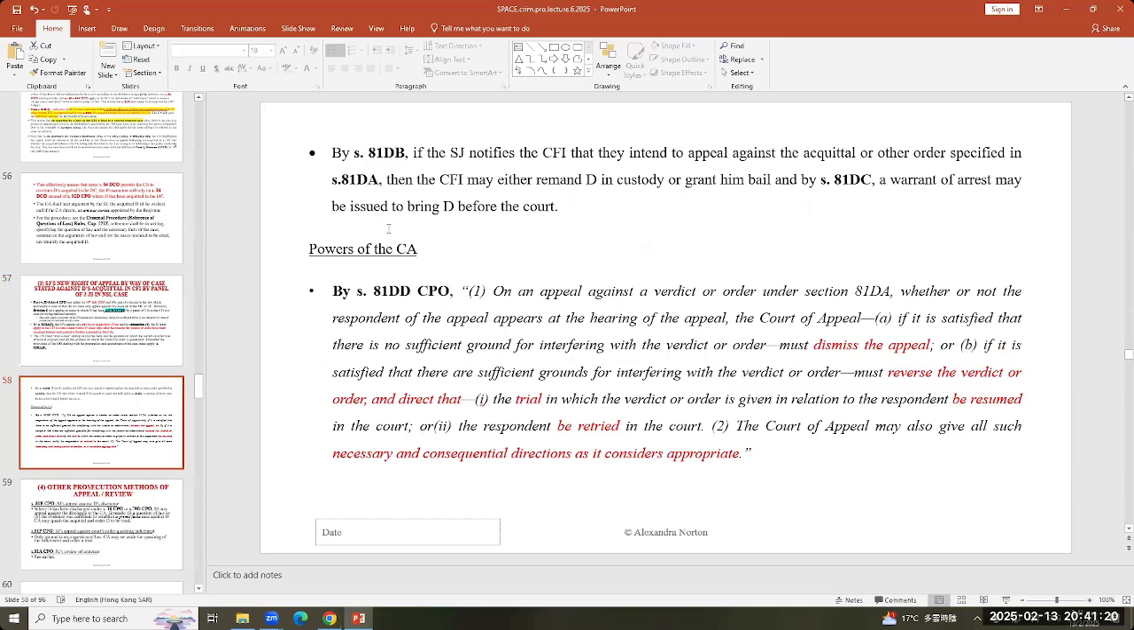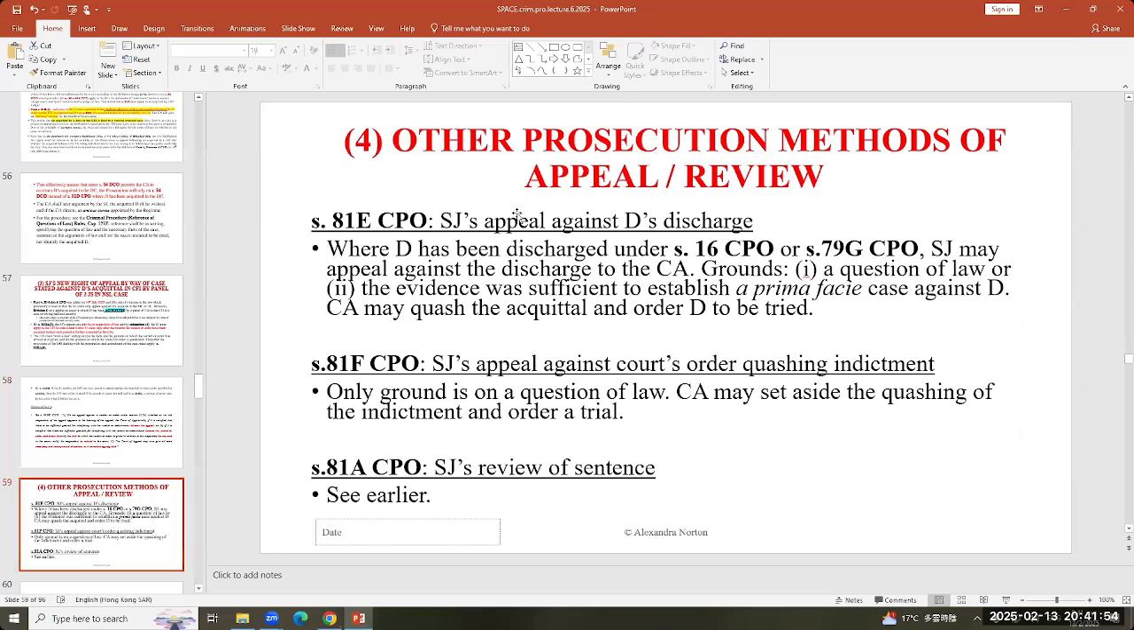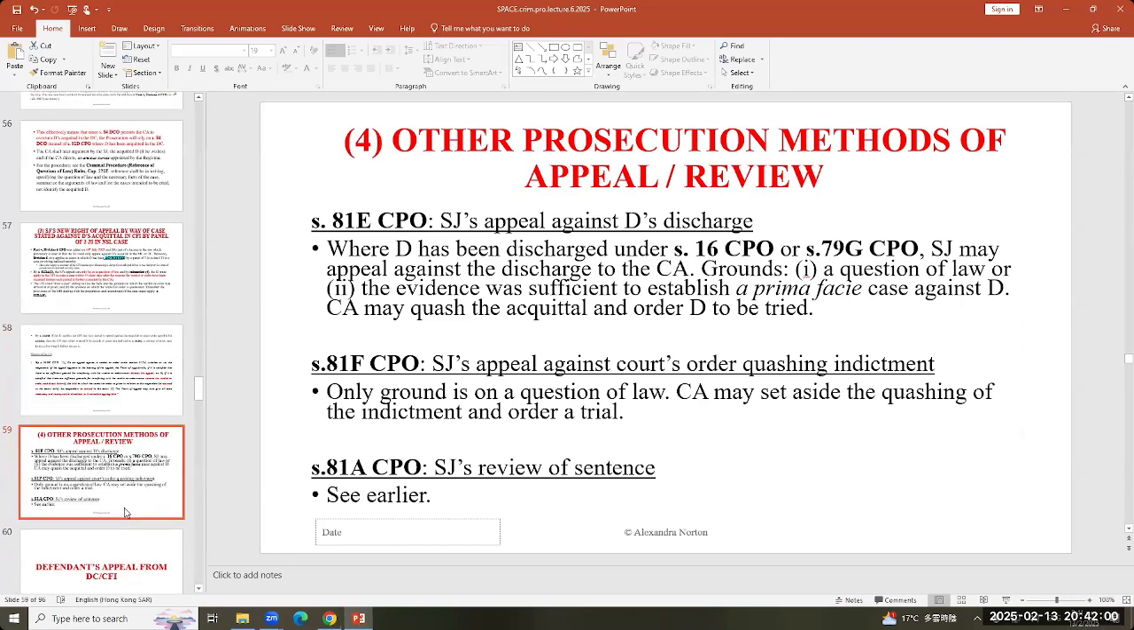And the powers of the Court of Appeal, when hearing an appeal against an acquittal by the panel of 3 judges, they can dismiss the appeal, reverse the verdict and direct a resumption of the trial or a retrial. Like the case law has interpreted Section 84 of the DCO, they don't have the power to convict and sentence themselves in the CA. At most, if they overturn the acquittal, they can send it back to the original court. Some other methods of appeal here, or review of the sentence. I think you can look at these yourself.